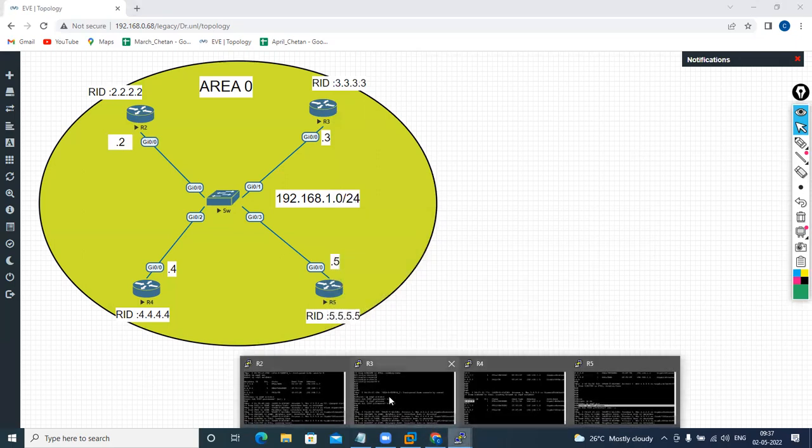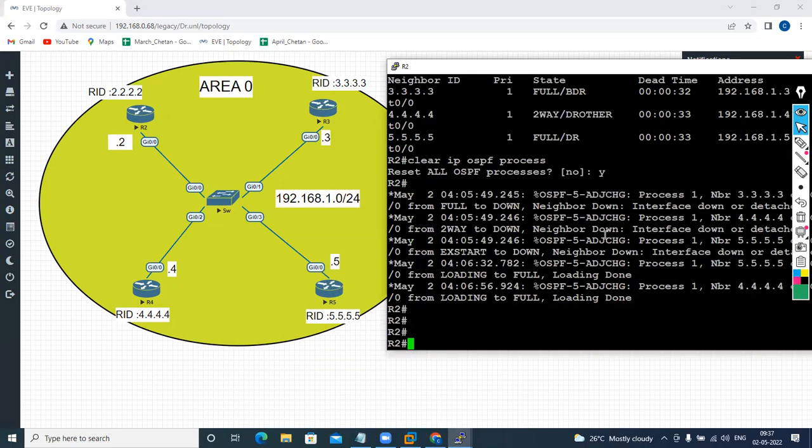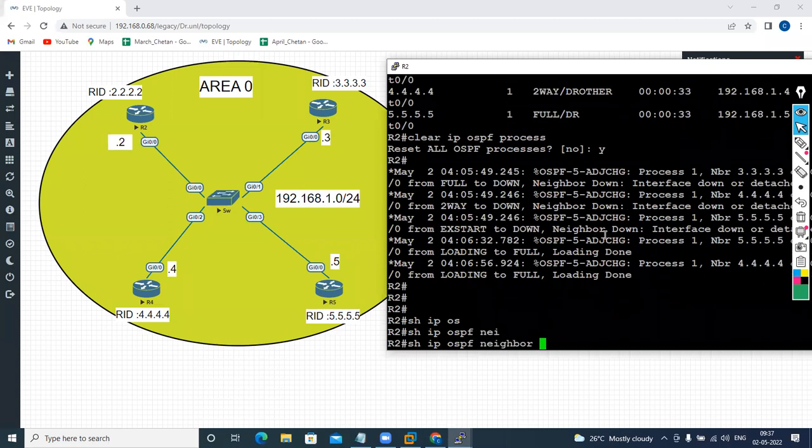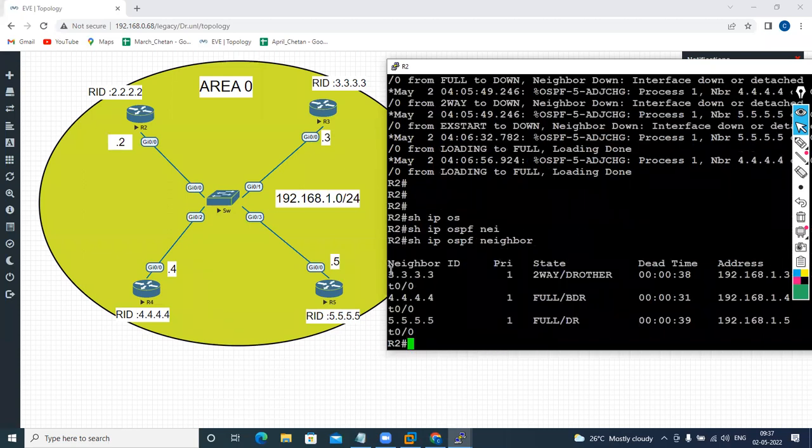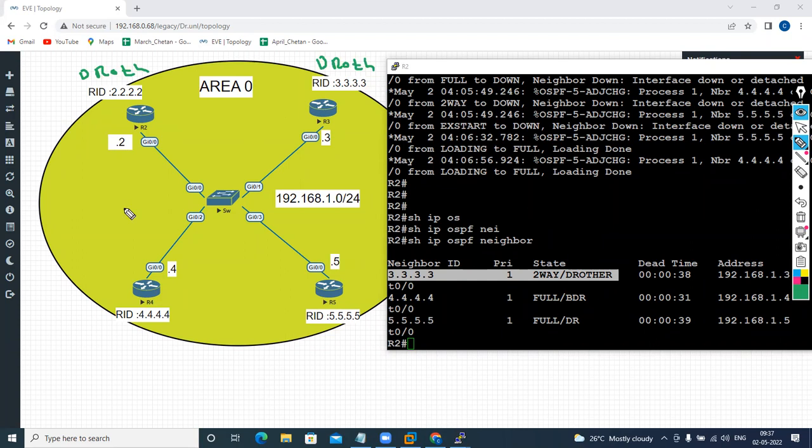Now if you go and check on R2, show IP OSPF neighbor. Only between DR other and DR other, can you see we have two-way adjacency. Who is the DR other here? He is the DR other, and he is the DR other. He is the DR, and he is the BDR. I hope this part is clear.